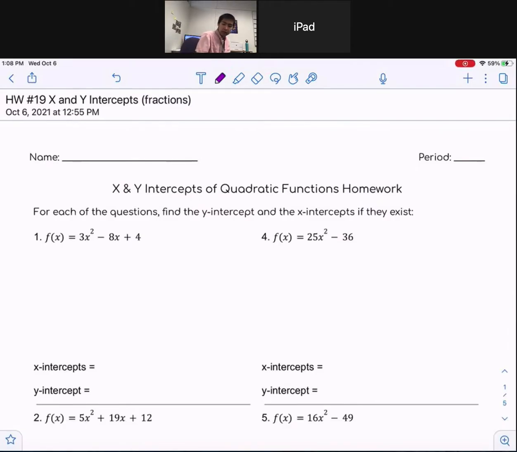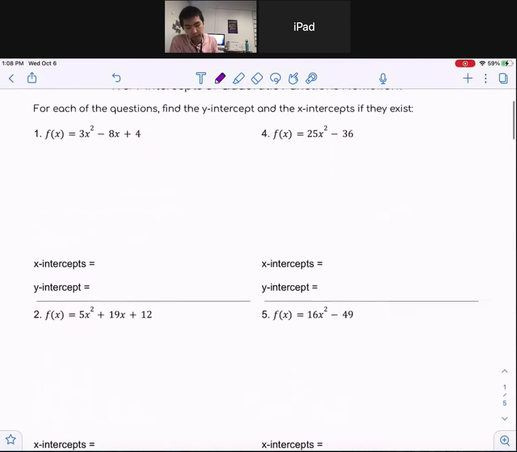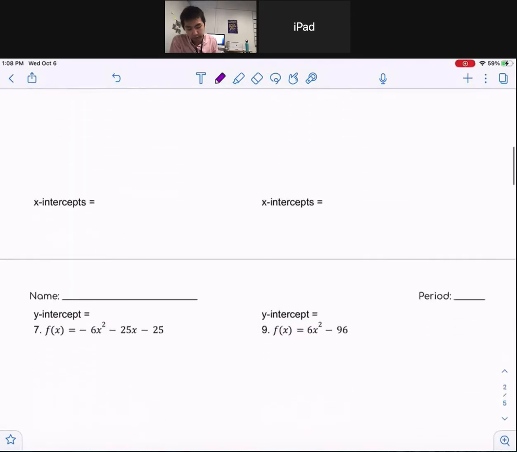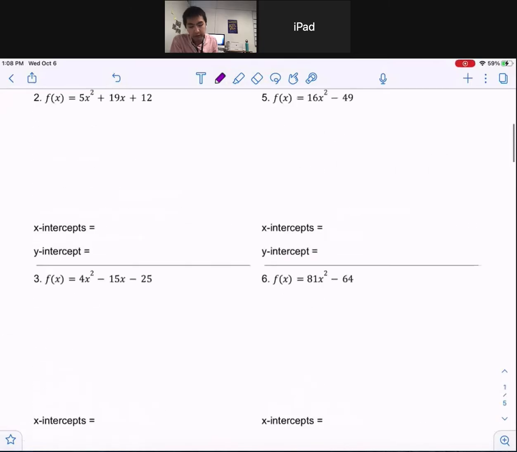Hello, guys. Here's your homework number 19 on x and y intercepts with possible fraction answers. The problems we're going to look at are 2 and 5 first, and then we're going to take a look at 7 and 9.